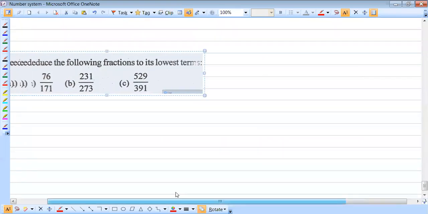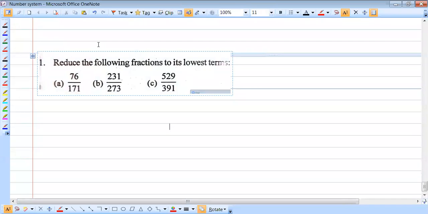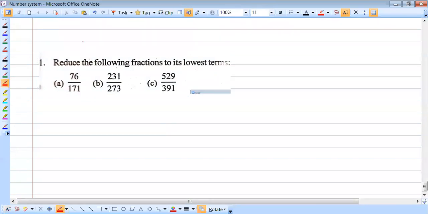Okay, everyone, please note it down. This is your homework question. Reduce the following fractions into their lowest form. This is your homework. Here I just mentioned the homework. Please take a screenshot of the homework.